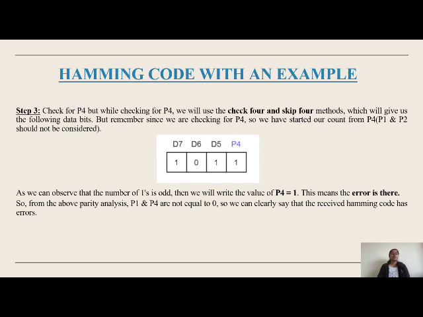Step 3. Check for P4. While checking for P4, we will use the check 4 and skip 4 method, which will give us the following data bits. But remember, since we are checking for P4, we have to start our count from P4. P1 and P2 should not be considered. As we can observe, the number of ones is odd, so we will write the value of P4 equal to 1. This means that the error is there.